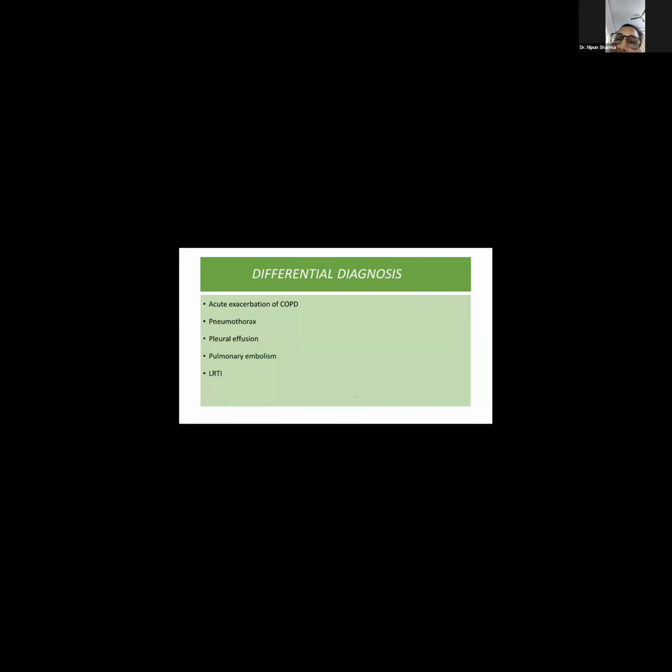Sir, in occupational ILD, like idiopathic pulmonary fibrosis can be there, and then asbestosis. Those things will be causing exposure based ILD. Silica or asbestos, then pneumoconiosis you have told. Then, sir, we can think of the exposure related hypersensitivity pneumonitis.